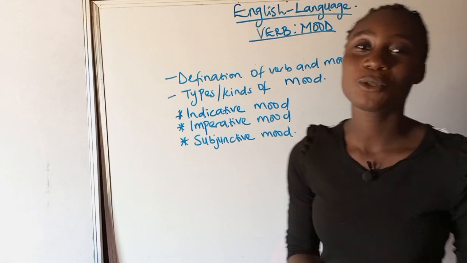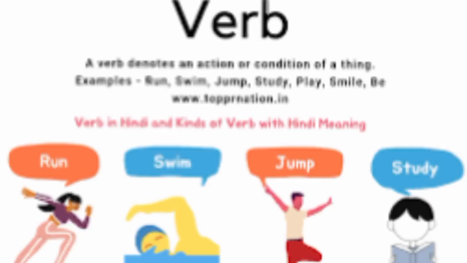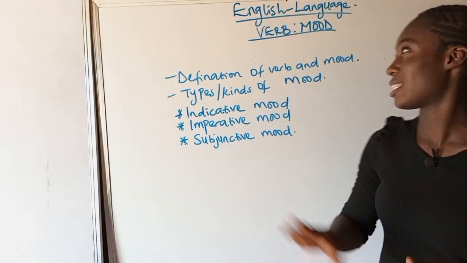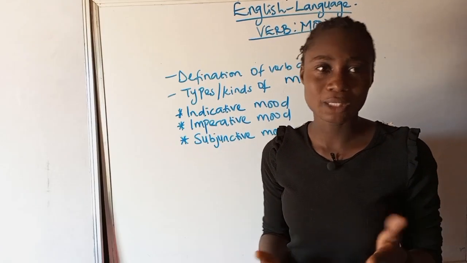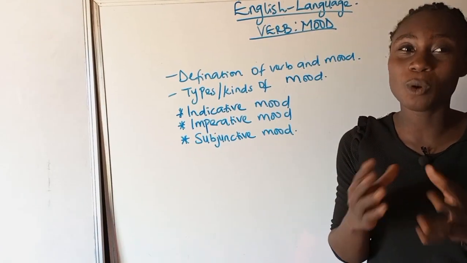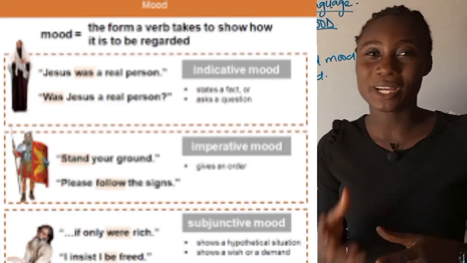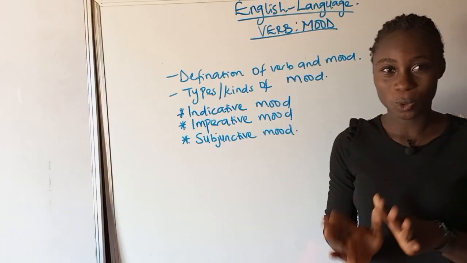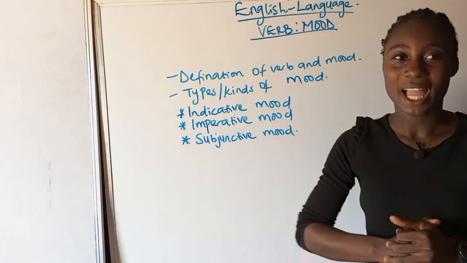I'm going to be taking you through the topic verb. As we all know, a verb is an action or a doing word. We're going to be looking majorly at the mode of the verb. What do I mean by mode? Mode is the method by which a verb is used to express a particular action.